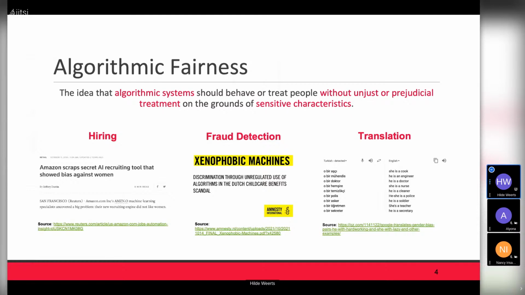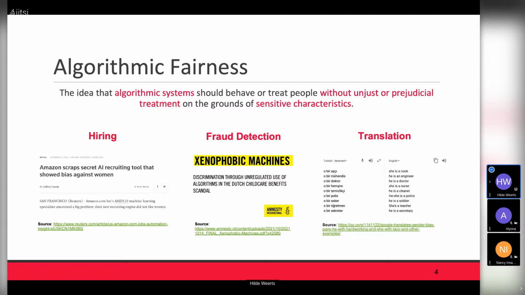As you may have already read in the description of this tutorial, we're going to talk about algorithmic fairness. The definition of algorithmic fairness, so to speak, is the idea that algorithmic systems, in the broad sense of the word, should behave or treat people without unjust or prejudicial treatment on the grounds of so-called sensitive characteristics. Sensitive characteristics could be more traditional characteristics such as gender, race, sexual orientation, stuff like that, but it could also really depend on the case at hand.